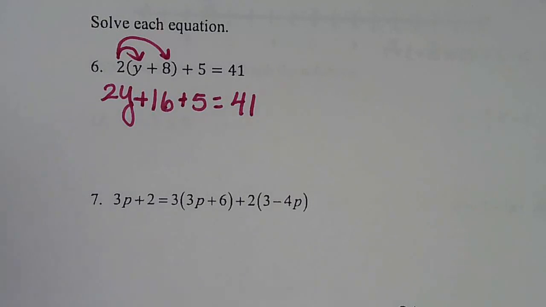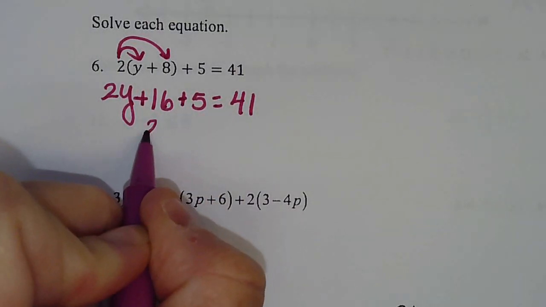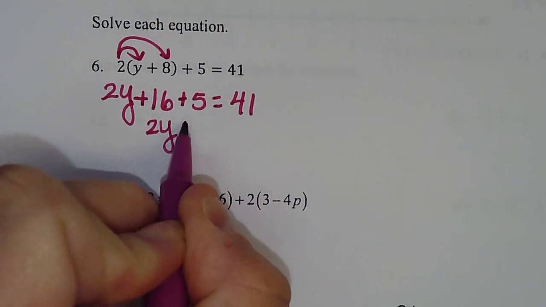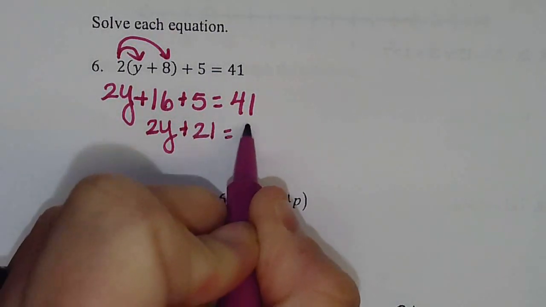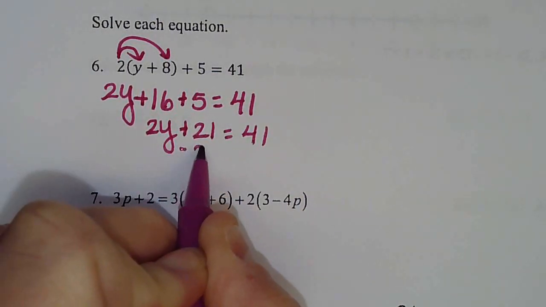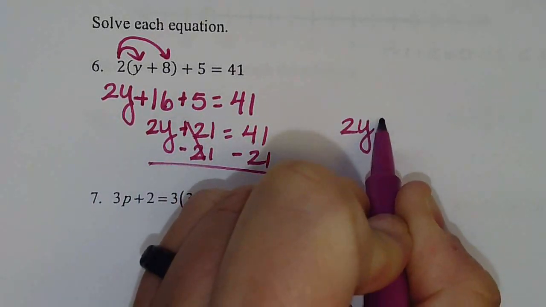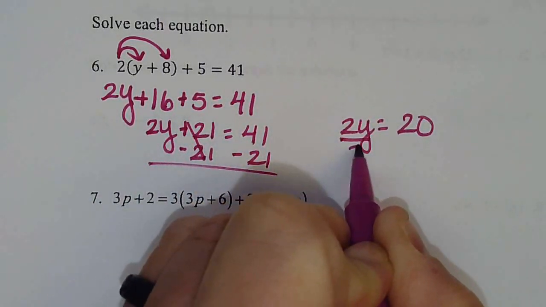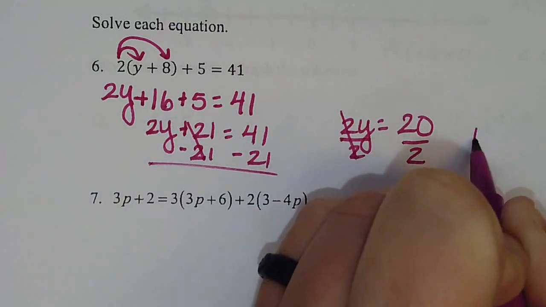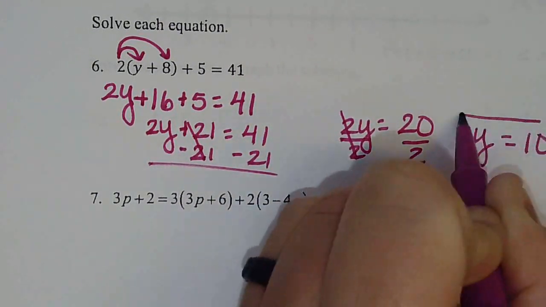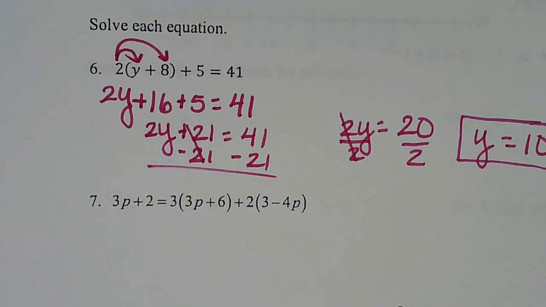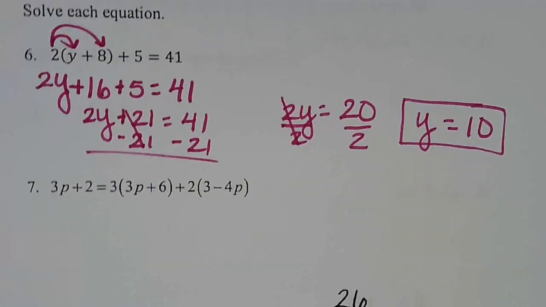Now you have to combine like terms. So you have 2y. 16 plus 5 is 21 equals 41. Subtract 21. 2y equals 20. And then divide by 2. And you get y to equal 10. Any questions there?